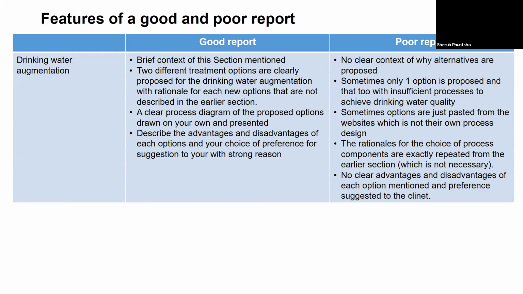And in a poor report, there's no clear context for why you're proposing these. Sometimes there is only one option, sometimes there are too many options, and sometimes the students don't know why they're proposing the option because they don't have any reason. Sometimes they provide options which will not get the quality of water that you want for drinking water augmentation. Sometimes it's just from the secondary treatment, they just put sand filtration and say, okay, supply for augmentation. That's not possible. You have to have high quality treatment. So for high quality treatment, what sort of advanced treatment processes do you have to add? All this has to be shown, okay? And also they don't mention the disadvantages and advantages of this option. So in that way, you will lose the marks.